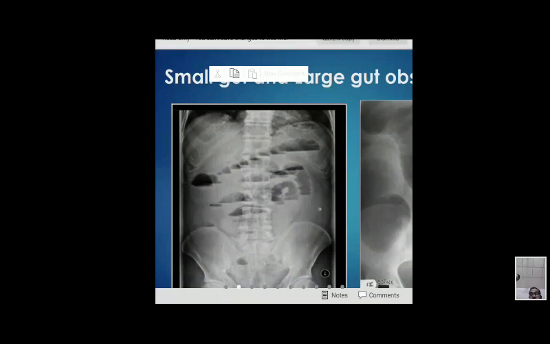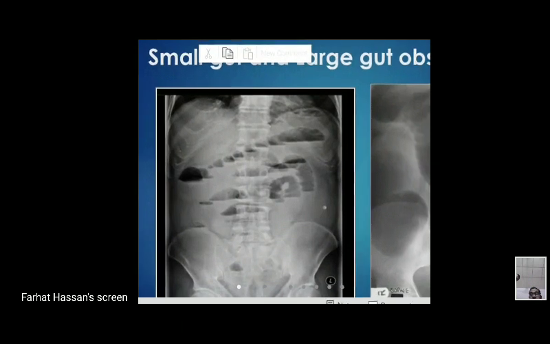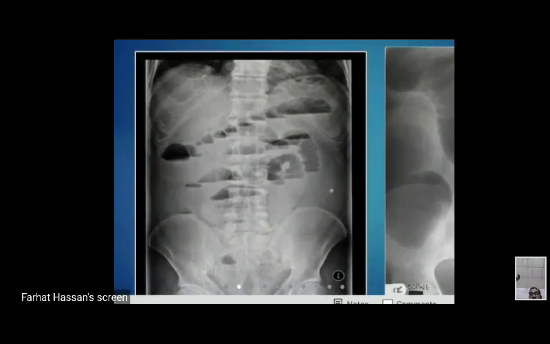So how does a patient develop electrolyte imbalance in case of intestinal obstruction? What are the mechanisms that lead to dehydration and electrolyte imbalance in a patient with intestinal obstruction?